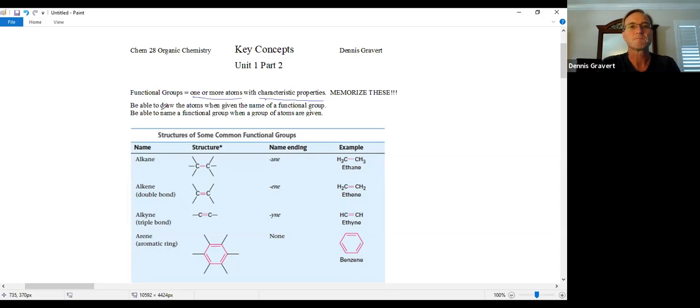Okay, so what do you need to do? Well, if I name a functional group, you have to be able to draw those groups of atoms, and then the reverse. You have to be able to draw the atoms when you're given the name of a functional group. I'll give examples in a second. And you have to be able to name it if I draw the atoms. So name the functional group when I give you a group of atoms. So go in both directions. So let's take a look at the list.